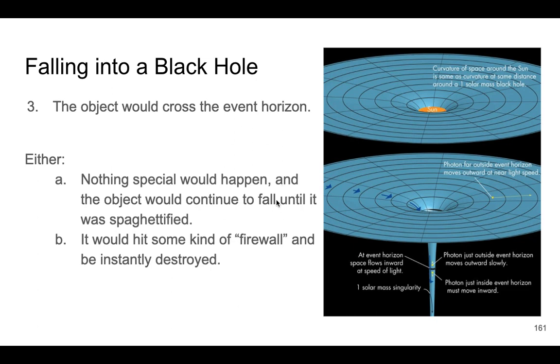The other idea is that for quantum mechanical reasons and the conservation of information and weird things that I personally don't really understand that well, some people say that the instant you cross the event horizon, you hit essentially some kind of firewall and you're instantly destroyed. So which one of these is correct? It's an open topic in physics. No one really knows which of these would happen.